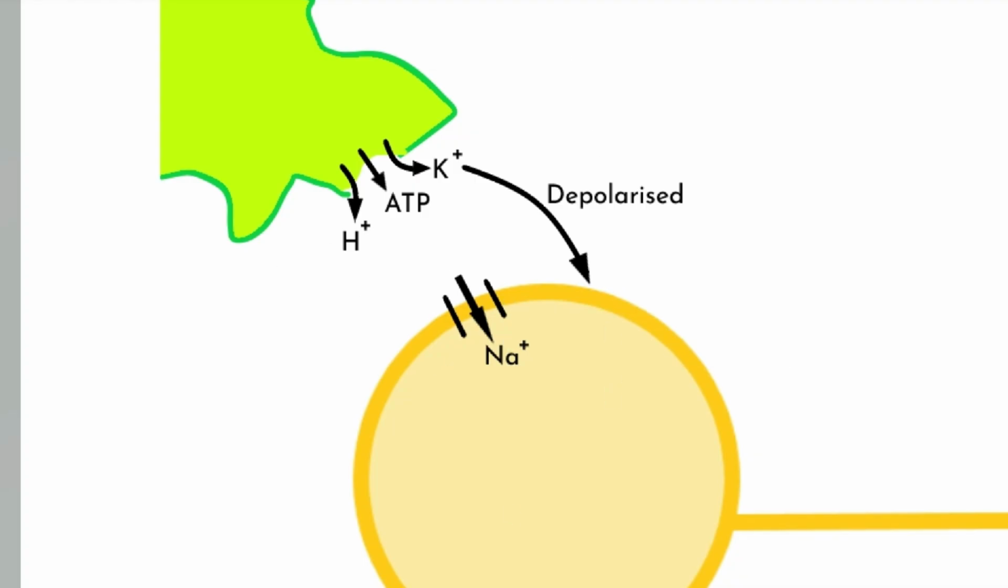Hydrogen ions act in almost exactly the same way. You can have acid sensing ion channels.